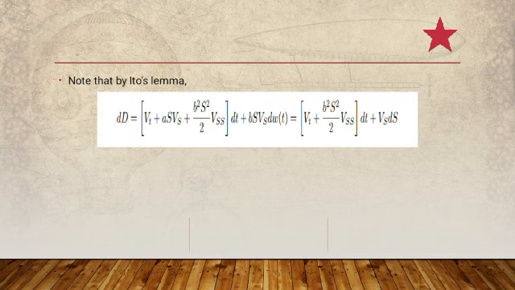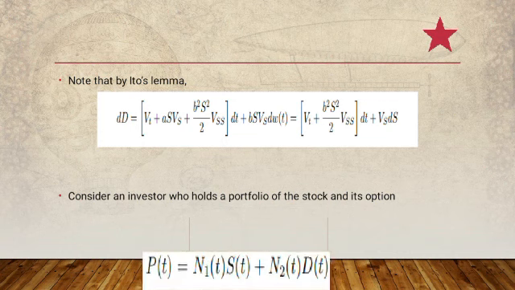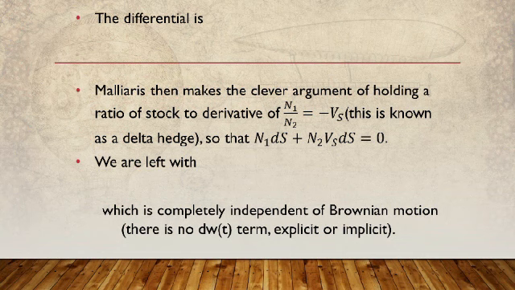Consider an investor who holds a portfolio of the stock and its option, which is P(t) equal to N1(t) S(t) plus N2(t) V(t). The differential is stated below.